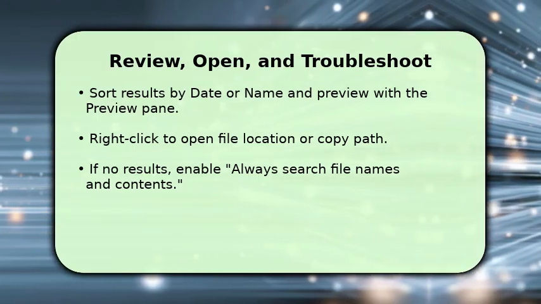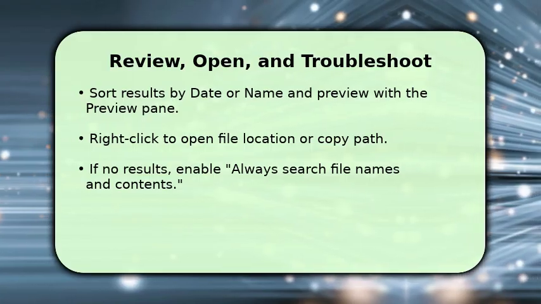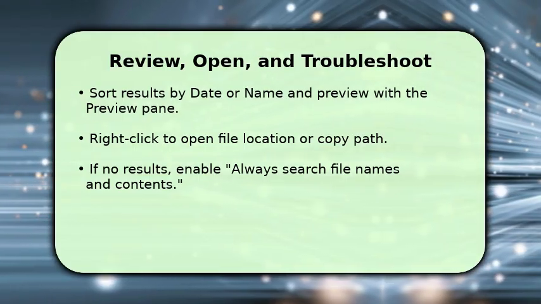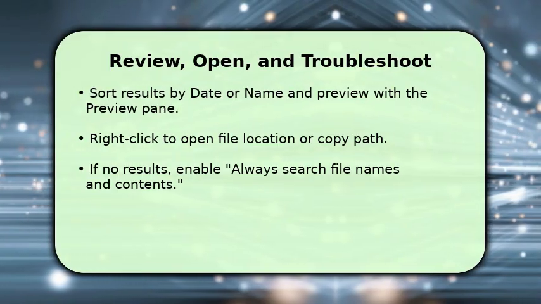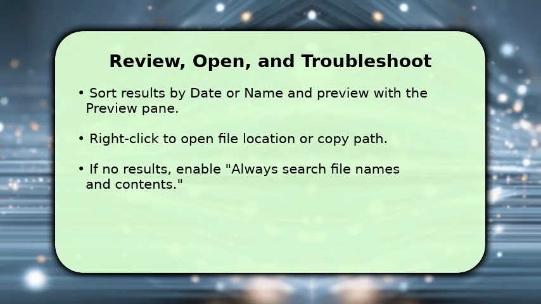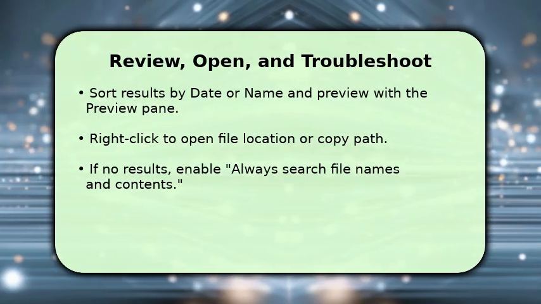If the search returns nothing, make sure Windows is set to index the folder or enable Always Search File Names and Contents in search options. This fixes missing results when files aren't indexed and explains why your file type didn't show up.